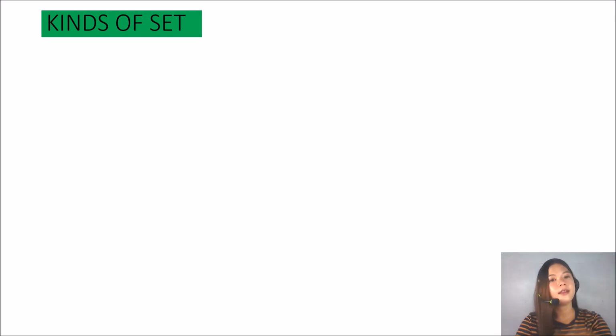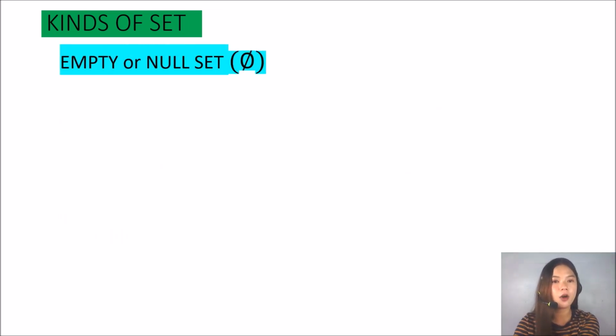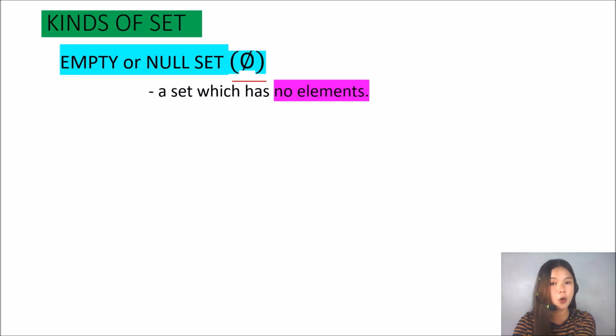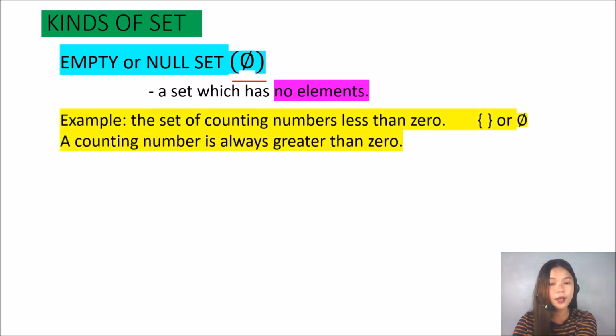Okay? Next, we have the empty or the null set. So the symbol for empty or null set is like this. A set which has no elements. For example, the set of counting numbers less than 0. May counting number po ba less than 0? Wala, because we know that a counting number is always greater than 0. Saan po tayo nag-start pag nagbibilang? Sa 1. So, 1, 2, 3, 4, 5, 6, so on and so forth.